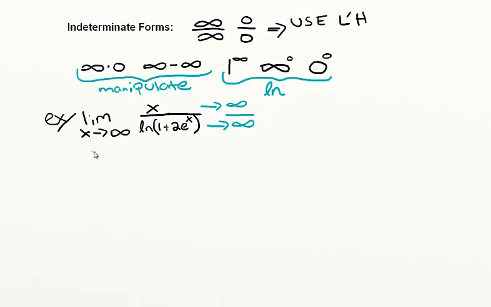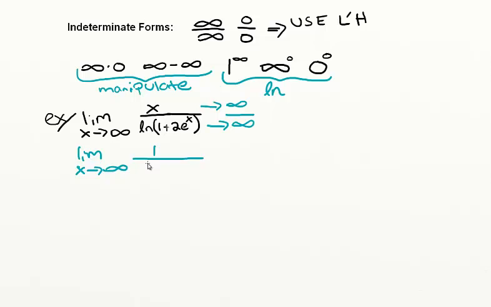Now what L'Hopital's rule says is we can take the derivative of both the top and the bottom separately, and that limit is going to be equal to our original limit. So the derivative of our numerator, x, is going to be 1. Notice it's not the quotient rule. We're taking the derivative of the top and the bottom separately. So now the derivative of the bottom.